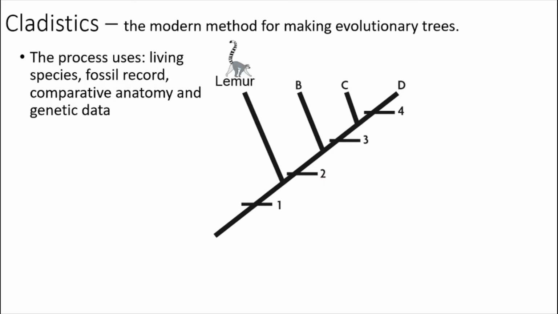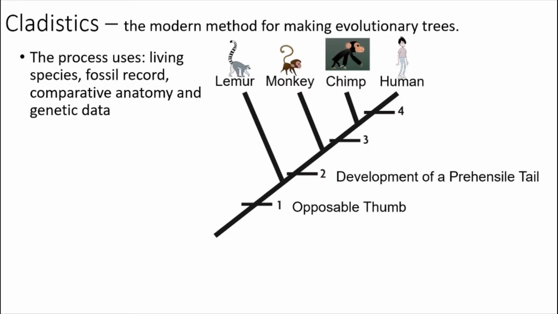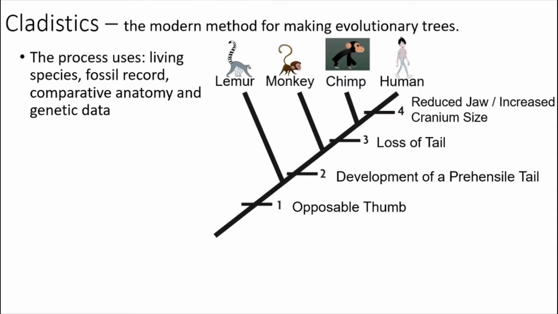On this cladogram, we have lemurs, monkeys, chimps, and humans. Now, all of these organisms belong on this cladogram for one reason. They all have an opposable thumb. This means that you can take your thumb and touch it to the tips of each of your other fingers.